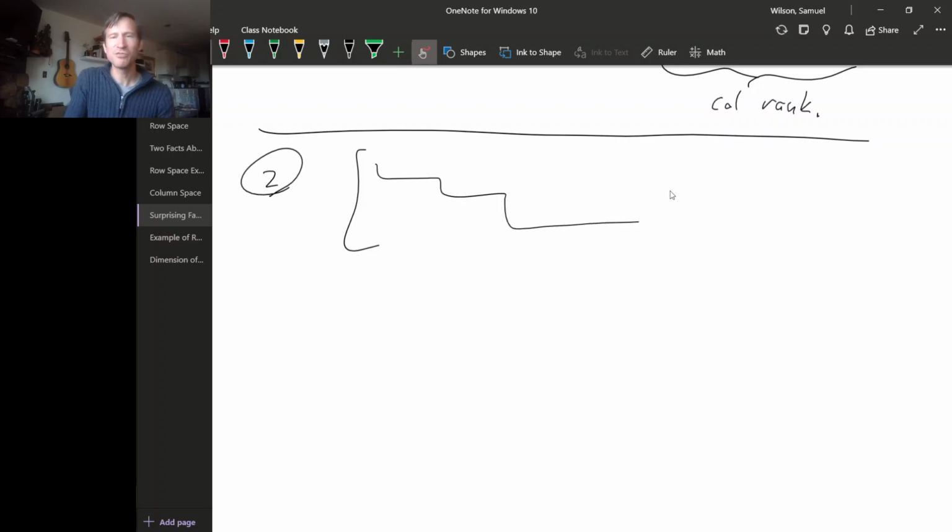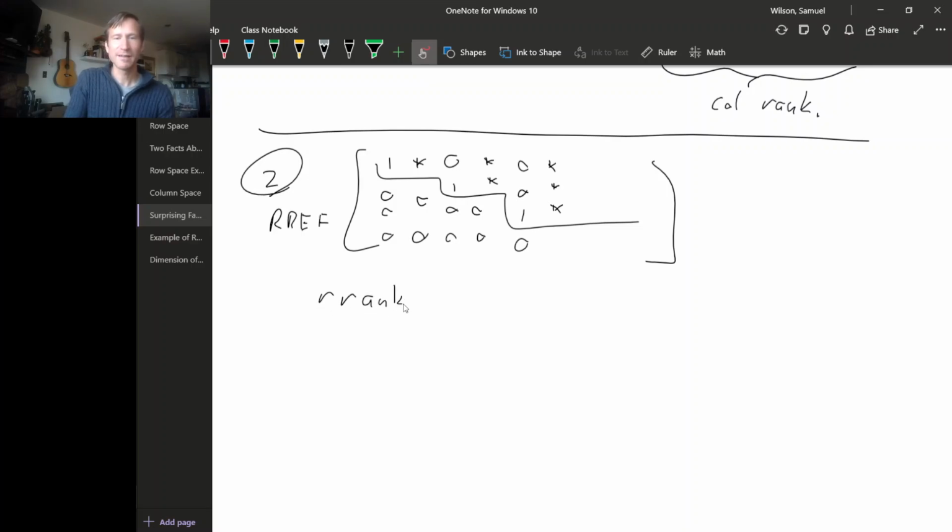Remember, reduced row echelon form essentially consists of this stair-step pattern of 1s. Everything below and above the 1s in our pivot positions are 0s. Everything below the stair step is 0s. And we might have non-zero entries above the stair step that aren't above 1s. Okay, so let's call this matrix REF for reduced row echelon form. What is the row rank of this reduced row echelon form?